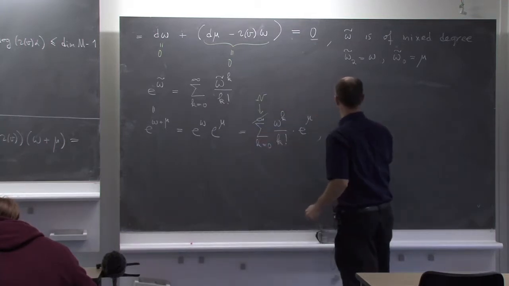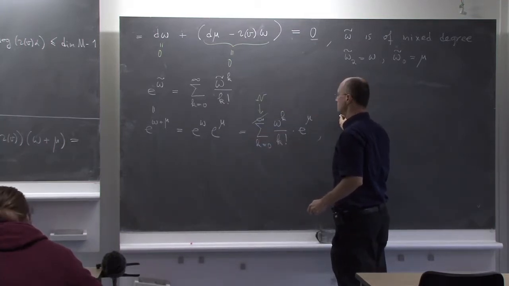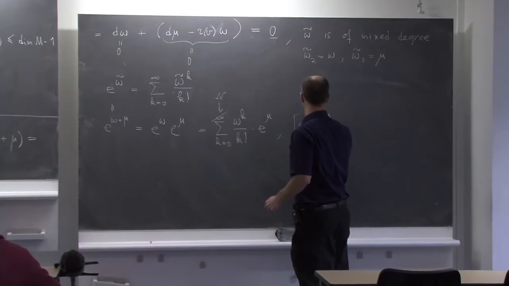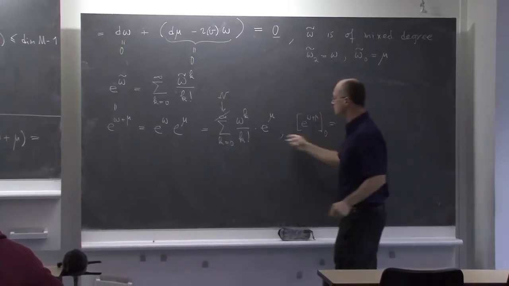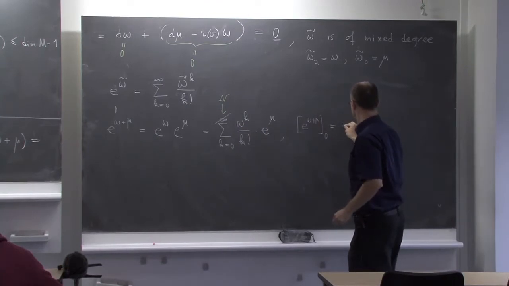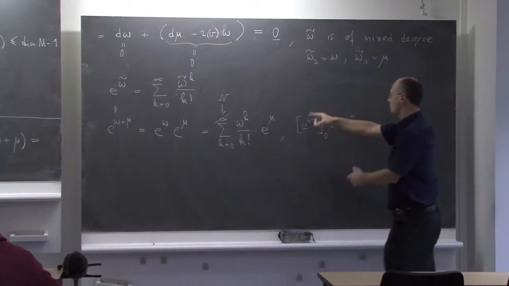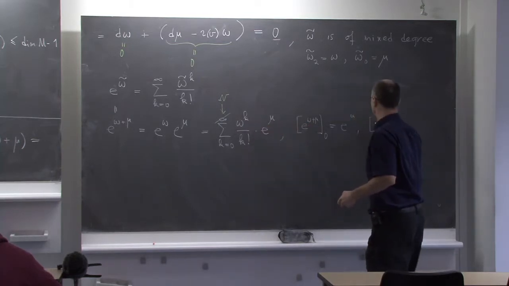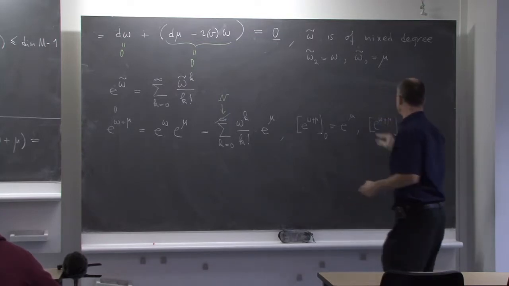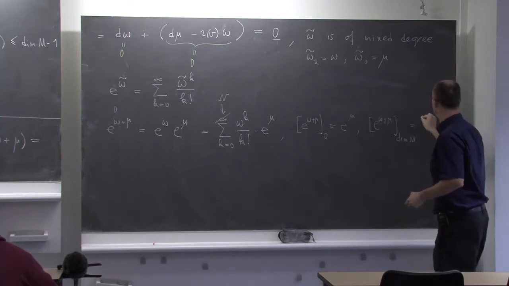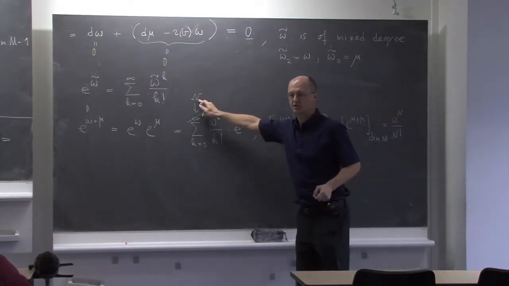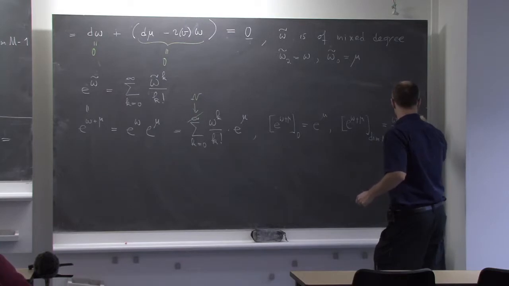So this is again a form of a mixed degree, and in particular, so this exponential of omega plus mu. The 0 degree component will be simply exponential of mu. And then there will be various components of even degree, and the top degree part, so the dimension M degree part, will be omega to the n over n factorial, right? So n was half of the dimension, times exponential of mu.